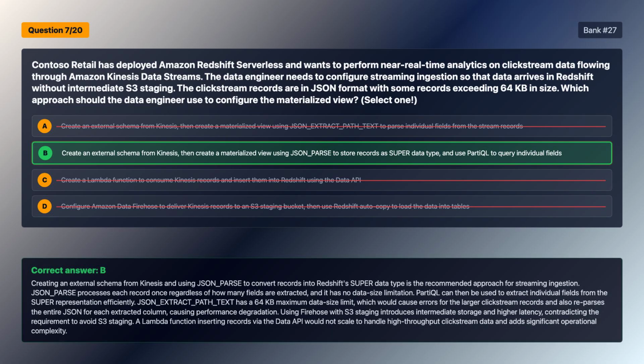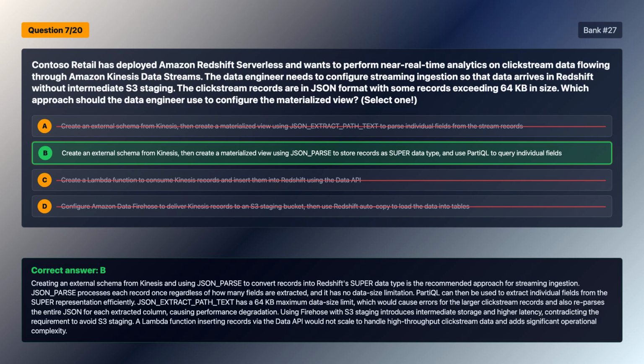The correct answer is option B. Creating an external schema from Kinesis and using JSON parse to convert records into Redshift SUPER data type is the recommended approach for streaming ingestion. JSON parse processes each record once regardless of how many fields are extracted, and it has no data size limitation. PartiQL can then be used to extract individual fields from the SUPER representation efficiently.